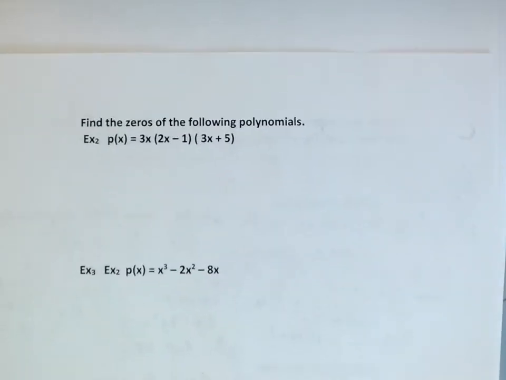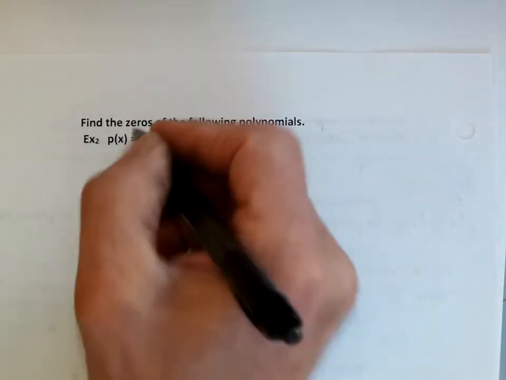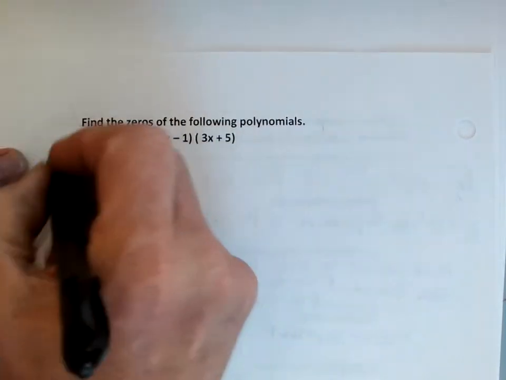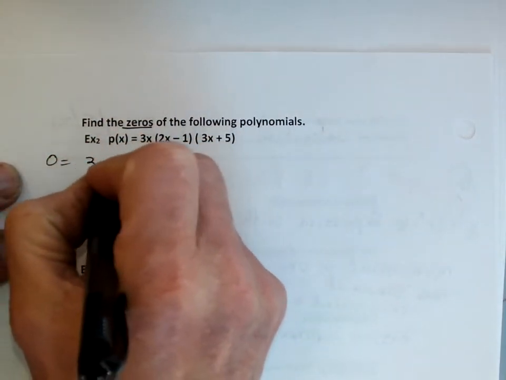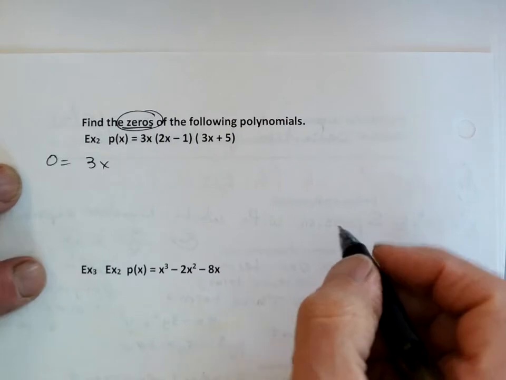Example 2. Okay, this is easy. Find the zeros. Well, set it equal to 0. Zeros, set it equal to 0.